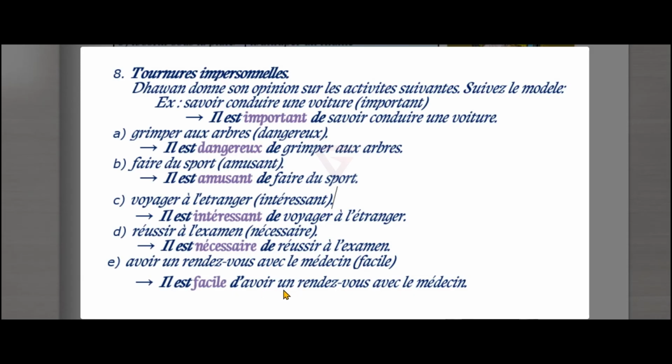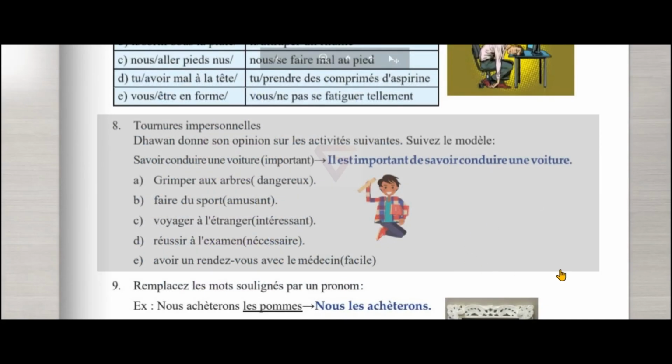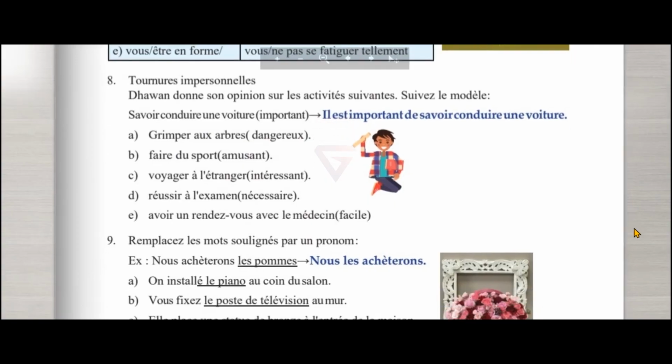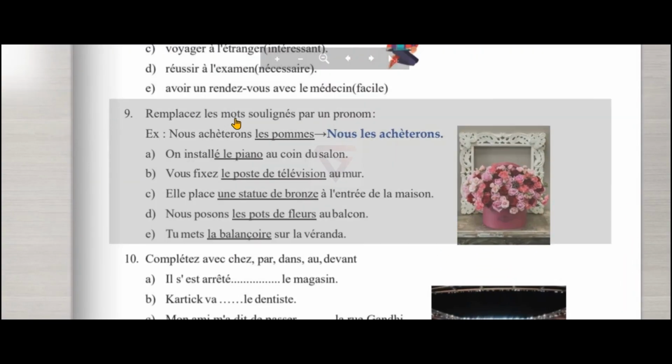The ninth exercise, they want you to replace the underlined words with a pronoun. They have given you an example. We will buy the apples. You're going to say we will buy them. All right. So we are using the direct object pronoun. Okay. So here it says we are putting the piano in the corner of the living room. So you're going to say we are putting it in the corner of the living room.